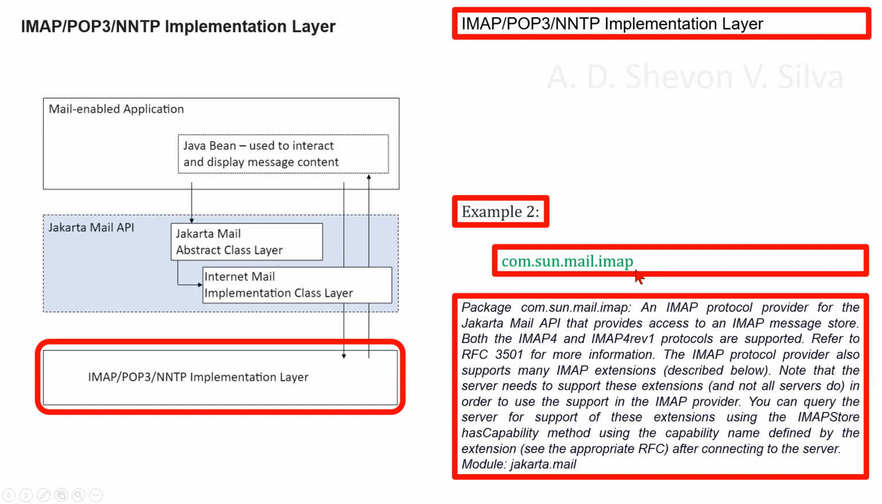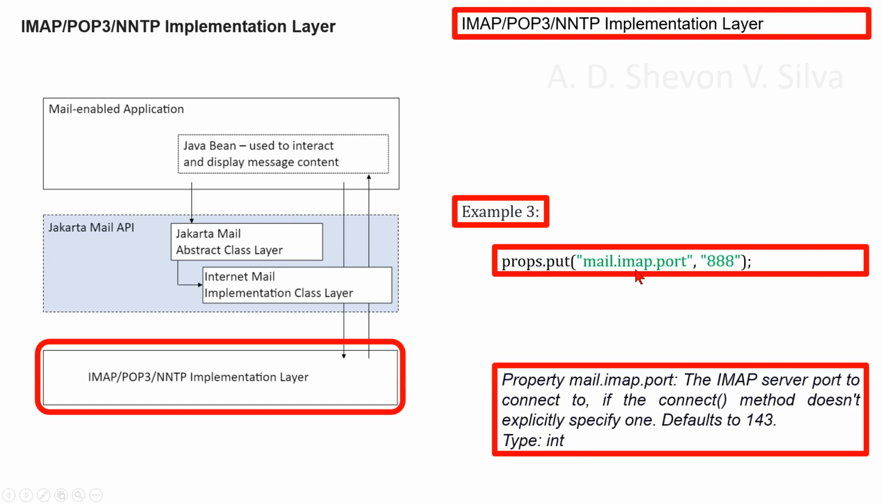Note that the server needs to support these extensions, and not all servers do. In order to support the IMAP provider, you can query the server for support of these extensions using the IMAPStore hasCapability method, using the capability name defined by the extension. See the appropriate RFC after connecting to the server. This package is in the module jakarta.mail.